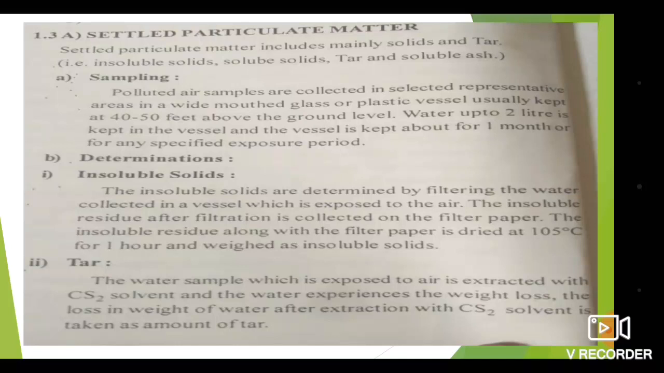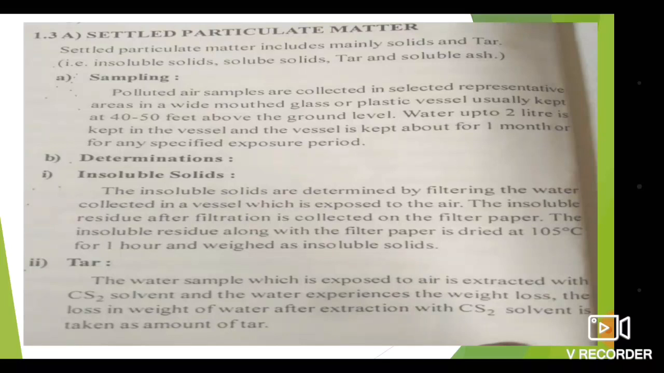Then the second determination is the tar. The water sample which is exposed to air is extracted with the CS2 solvent, and the water experiences a weight loss, and then the loss in weight of the water after extraction with CS2 solvent is taken as the amount of tar. So what is the method for the determination of tar?